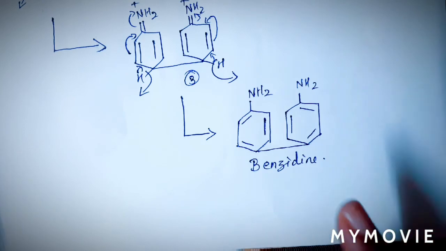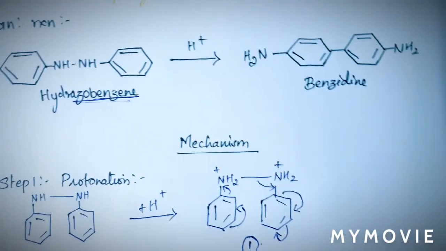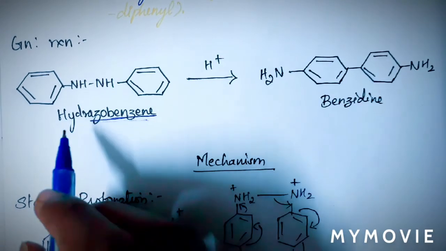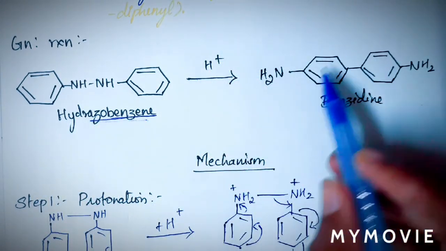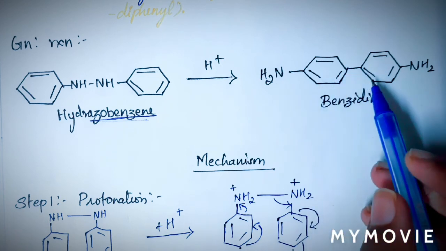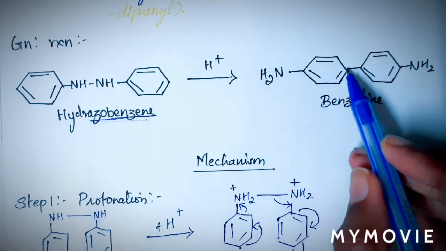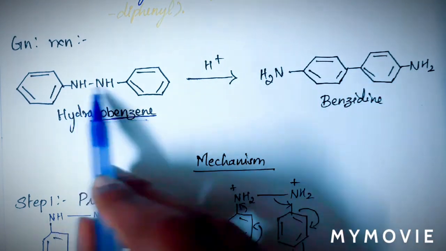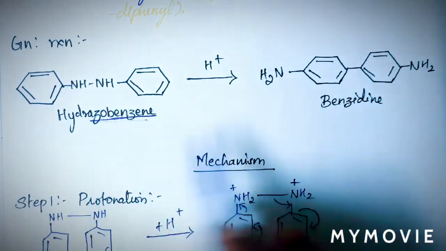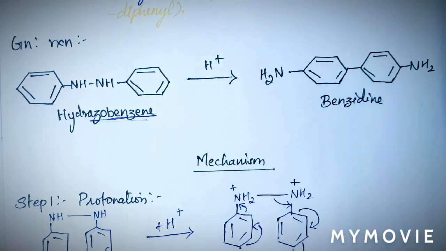I told you benzidine is the final product because when you look at the first general reaction that I showed, you saw that hydrazobenzene in the acidic medium is giving you benzidine. This is exactly what we got as a product from the mechanism. Only the benzene rings are attached, not the NH2s. But here nitrogens are attached and not the rings. So this is the rearrangement that has happened.